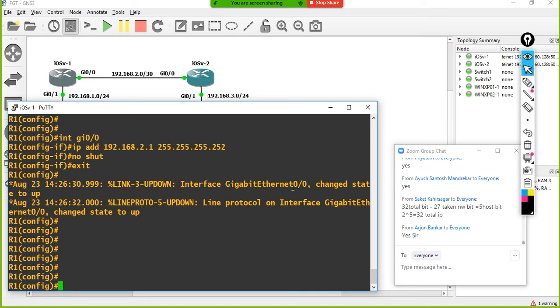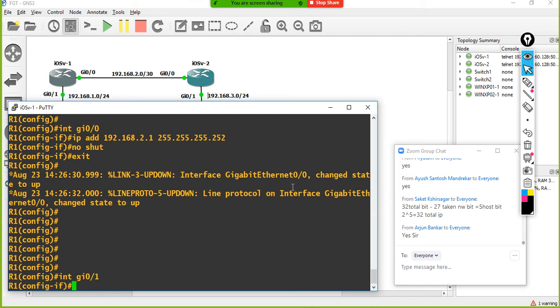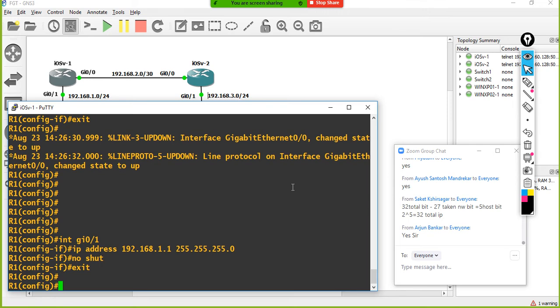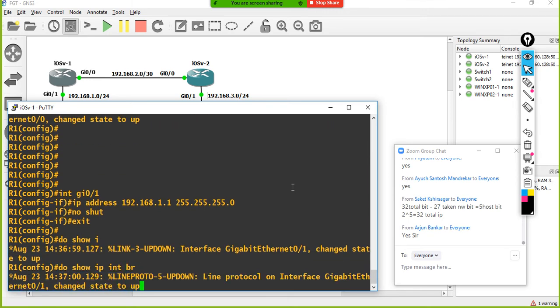Yeah? Good. Now what you are going to do, guys, let's go and configure gigabit Ethernet 0/1. Interface gigabit Ethernet 0/1, then IP address is 192.168.1.1, 255.255.255.0. Then after that, no shut. Now, do show IP interface brief.